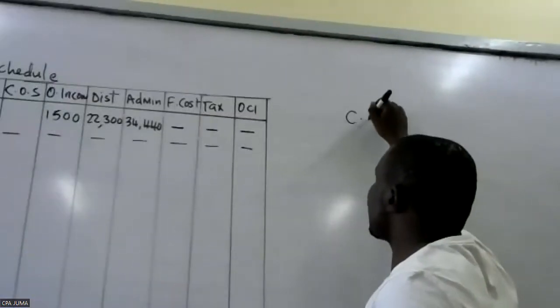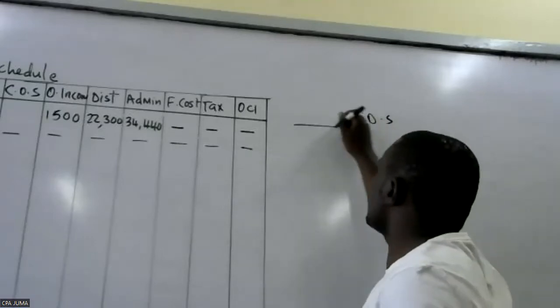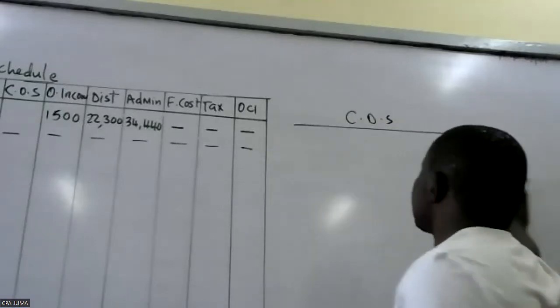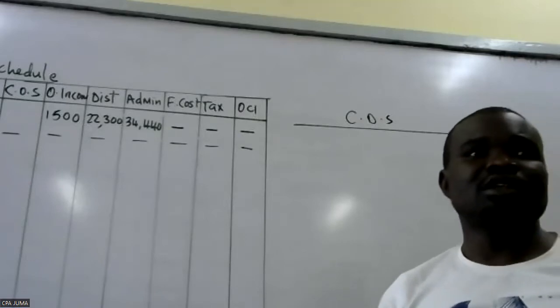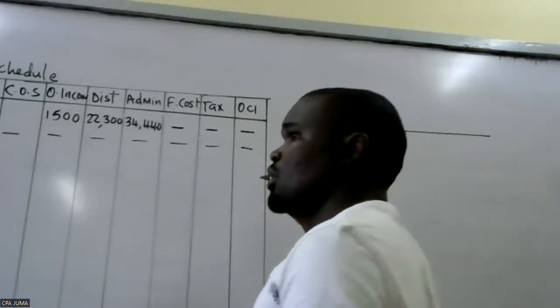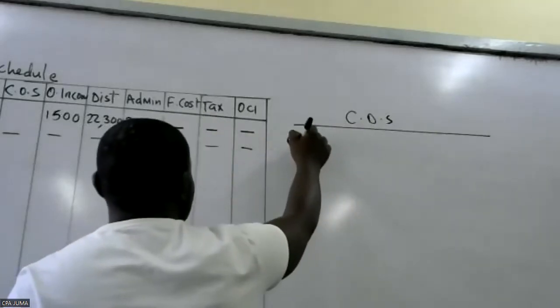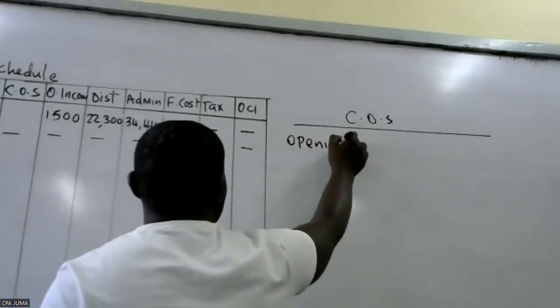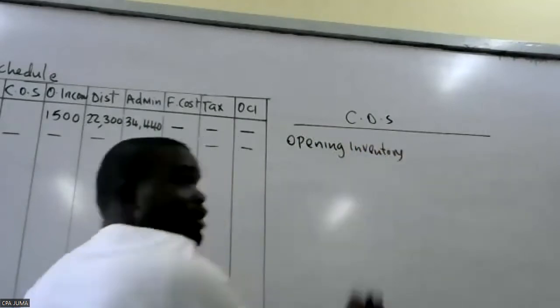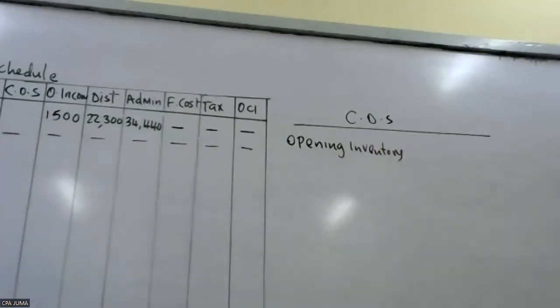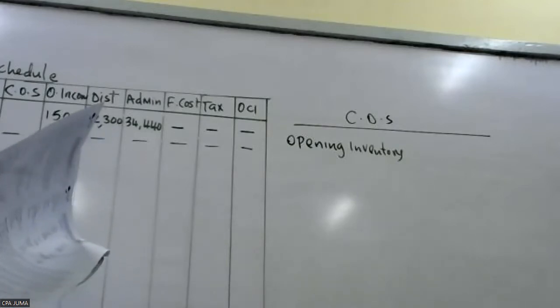Call it cost of sales. How do we normally calculate cost of sales? Cost of sales, you take opening inventory. So opening inventory, that was given in the trial balance. Can you check and tell me how much? Opening inventory in the trial balance.